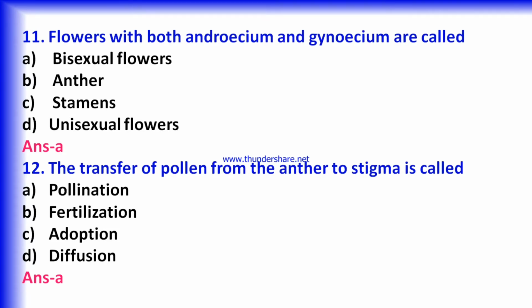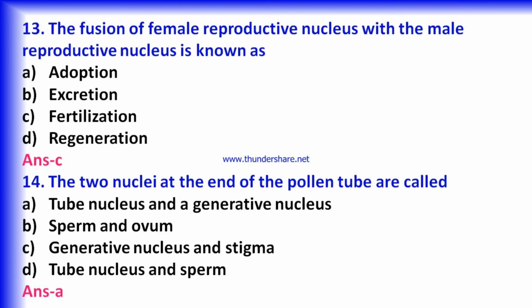Next, number 12 question. The transfer of pollen from the anther to stigma is called pollination, fertilization, adoption or diffusion. The transfer of pollen from anther to stigma is called pollination. The fusion of female reproductive nucleus with the male reproductive nucleus is known as adoption, excretion, fertilization or regeneration. And the right answer is fertilization.